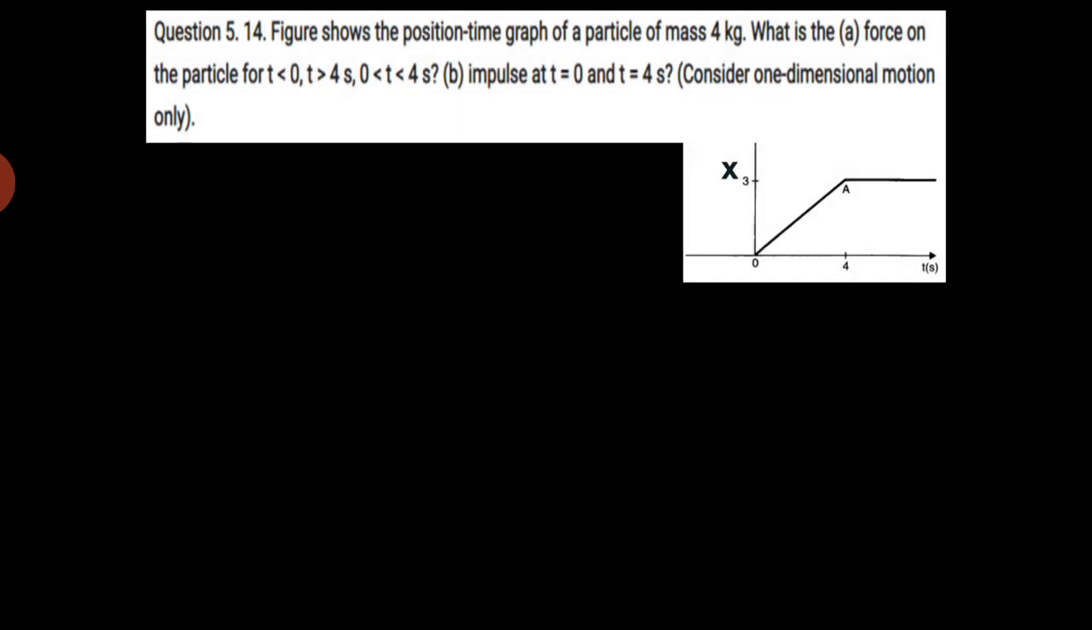Let us do one more numerical. It is from your NCERT exercise, chapter 5, question number 14. It is a graphical based question. The figure here shows the position time graph of a particle of mass 4 kg. What is the A part? Force on the particle for t less than 0, and for t, that is time, from 0 to 4 seconds. And in B part, you have to calculate the impulse at time t equals 0 and at time t equals 4 seconds. Consider one-dimensional motion only.